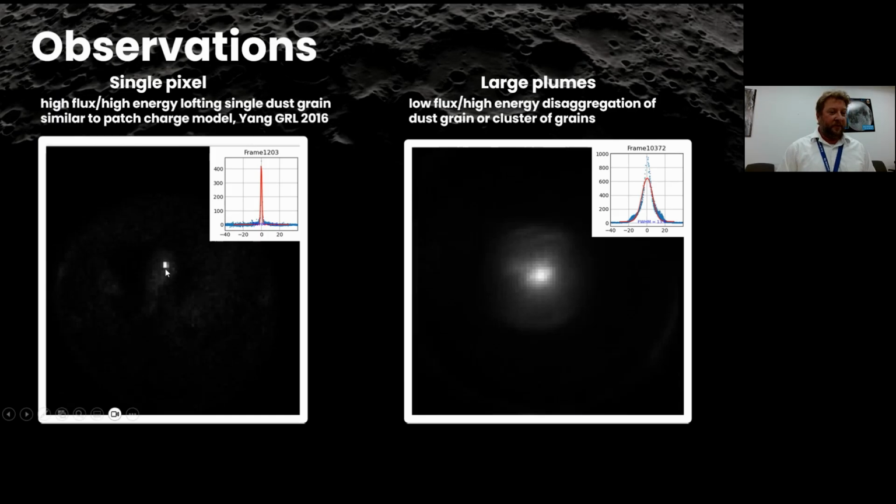However, when we turn the flux down and use the high energy, we observe these large plumes, and these plumes were very distinct. We never saw these single particles once we lowered the flux. It's almost counterintuitive in a way. The patch charge model turns off, and you start to get these very large plumes occurring, which are either disaggregations of dust grains or clusters of grains coming through the laser field.